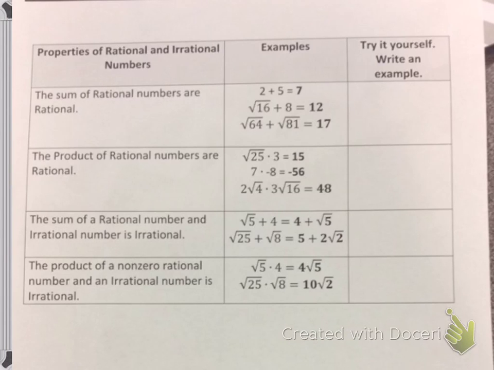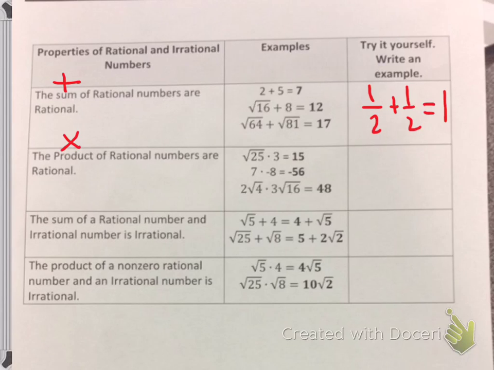When we look at these examples of what we know to be the rules for rational and irrational numbers, if we're going to add two rational numbers together, their answer is going to be rational. Here's a couple examples over here for you to look at. 2 plus 5 equals 7. The square root of 16 plus 8 equals 12. That happens because the square root of 16 comes out as 4. So let's try an example of our own. How about 1/2 plus 1/2 equals 1. A rational plus a rational equals rational.